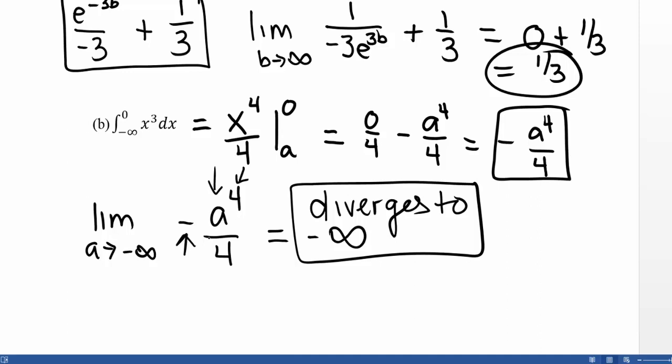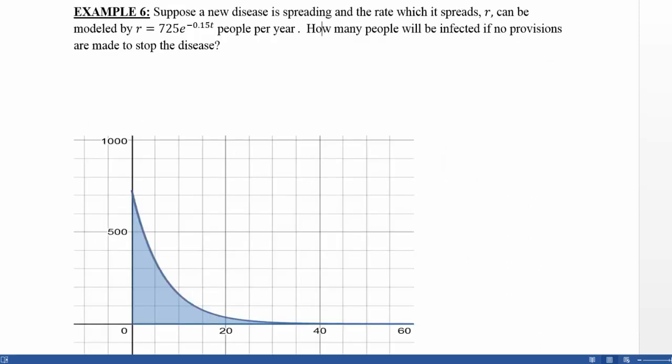Let's look at a word problem illustrating this property. Example 6. Suppose a new disease is spreading, and the rate at which it spreads, r, can be modeled by r equals 725 e to the negative 0.15 t people per year. How many people will be infected if no provisions are made to stop the disease? Perhaps the disease is low-key and doesn't need a strong aggressive treatment, and therefore the medical advice is to let it run its course. However, it will continue to spread until it reaches the end.